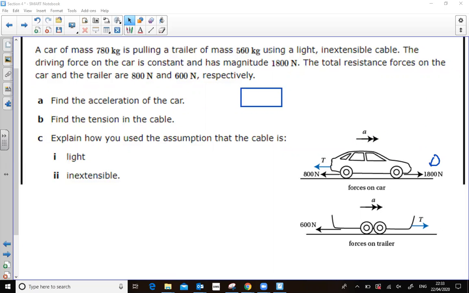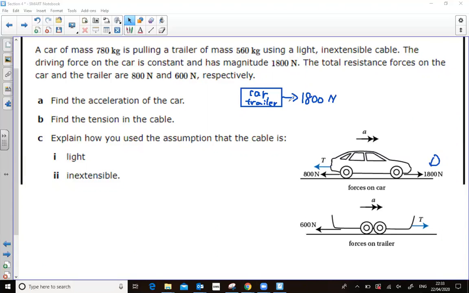Now imagine this is for the car and the trailer together. So maybe I'll write down here the car and trailer. And we're treating them as a single particle. So let's think, what force is acting towards the right-hand side? Well, there is a driving force from the car. So that would be 1,800 Newton.